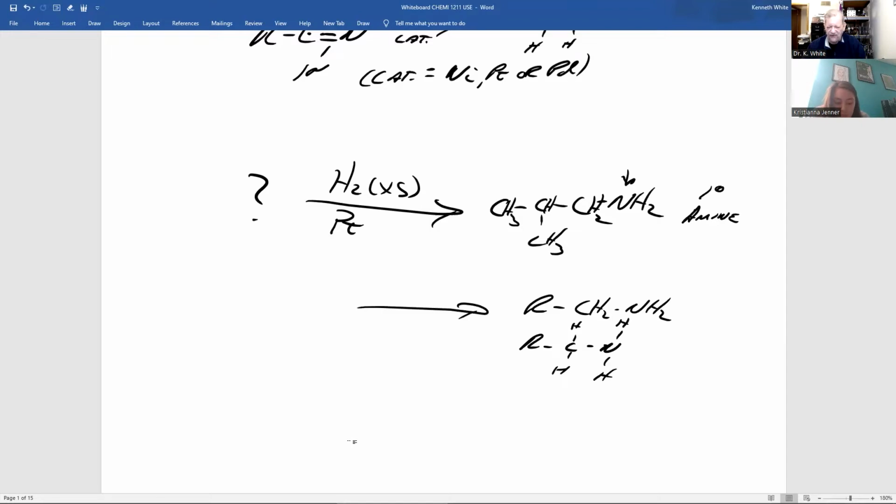What do you react with hydrogen and a catalyst? Remember, the catalyst can be nickel, platinum, like in our case, or palladium. You start with a nitrile. And the carbon here or here is, oops, I don't have a nitrile.